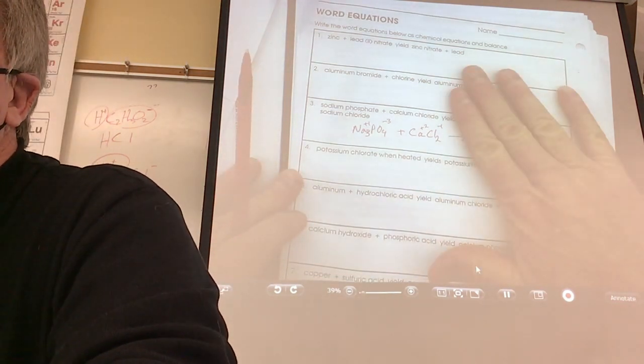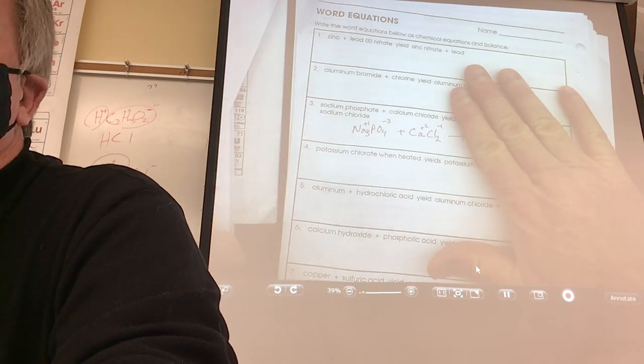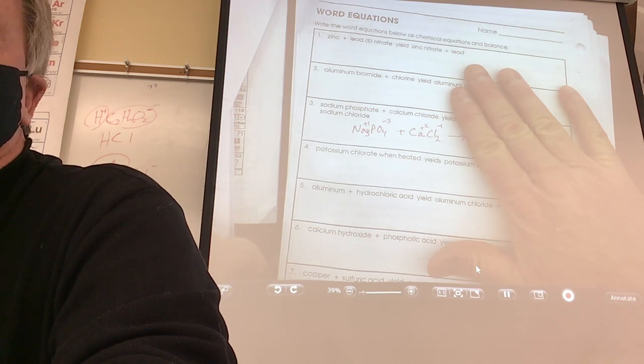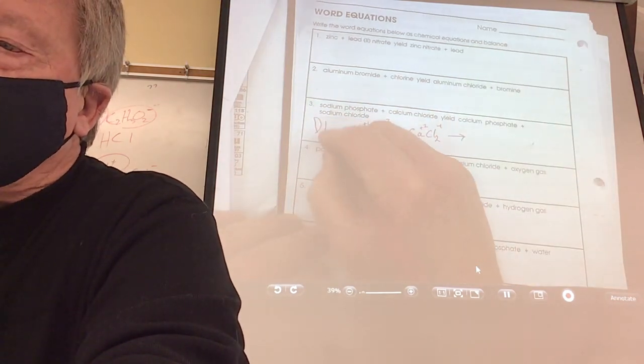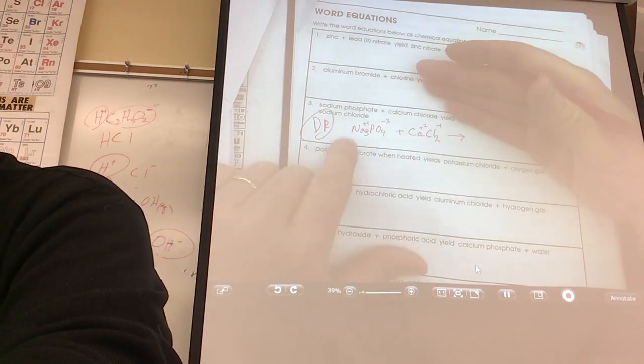Yields. Now, here's what I might do on the test. Ready? I might do this. Sodium phosphate and calcium chloride react in a double replacement reaction. So what if I don't tell you what the products are, but I tell you it's double replacement? Okay, don't look at the answer. Tell me what's going to happen. Who's going to switch places?